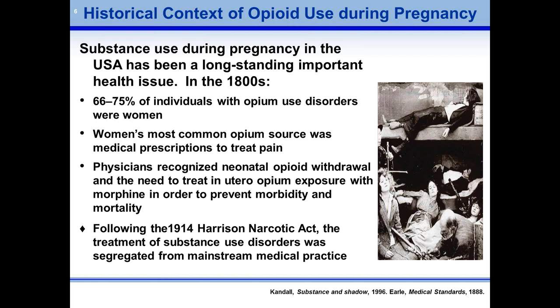And early on, physicians had recognized that the women who were receiving the opium, who then became pregnant and delivered, had babies who actually went through an opioid withdrawal. Some of those physicians actually used opium or morphine to treat the neonatal withdrawal in order to prevent babies from dying and having other complications. In 1914, there was the Harrison Narcotic Act, and after that physicians ended up unable to prescribe opioids to patients just for maintaining them due to an addiction. And so opium addiction really got pushed, as did all types of addiction, from mainstream medical practice.